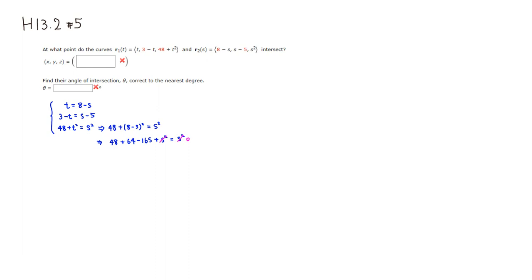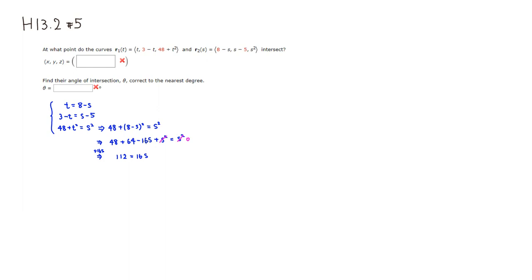Then we can try to solve this equation for s. So we're going to combine those two. 48 plus 64 is 112. And then I'm going to move this over to the other side, so I'm going to add 16s to both sides. So we have 16s.